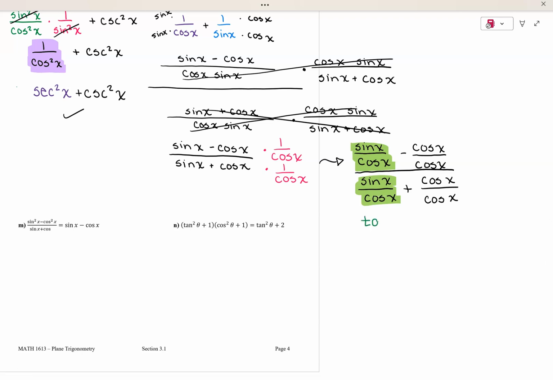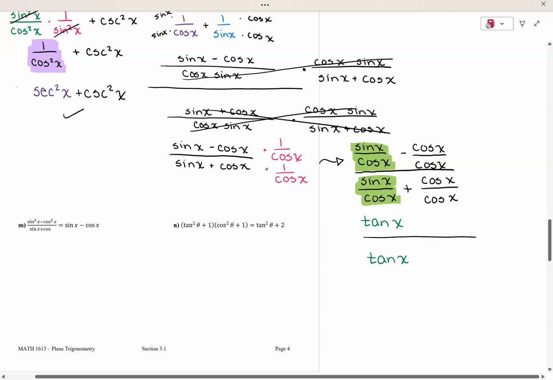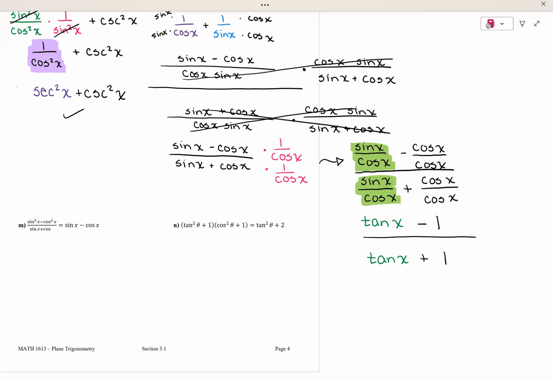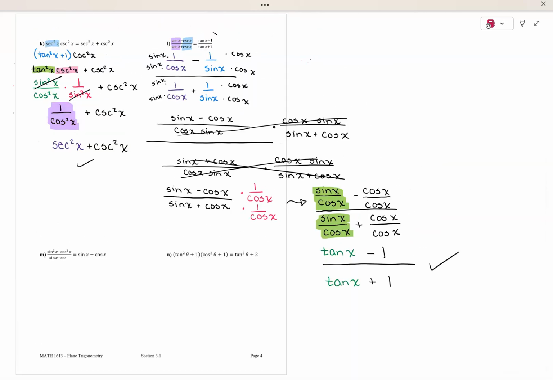So we're going to get tangent of x. I'm going to go ahead and write this one in green. And then minus cosine divided by cosine is 1. And then, of course, cosine divided by cosine is 1. So notice it took a lot, but this matches that right there. So we finally did it.